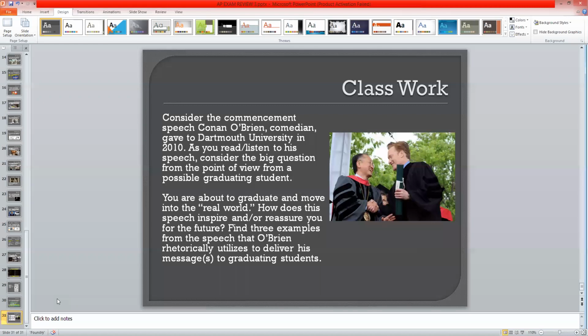This is a tricky part. We can all tell what he's doing well as a rhetorical device, but the added challenge now is to think about what if you were the audience there. How is he directly affecting you, or how is he trying to make this impactful for the particular group he is addressing, the kairos? You're about to graduate and move into the, quote, real world. How does this speech inspire and or reassure you for the future?